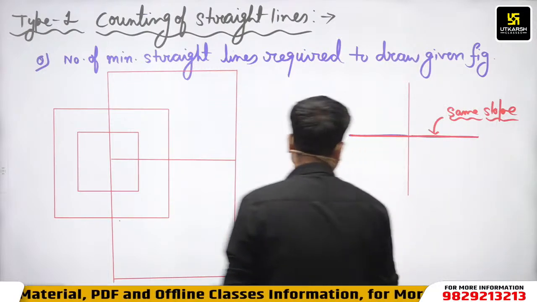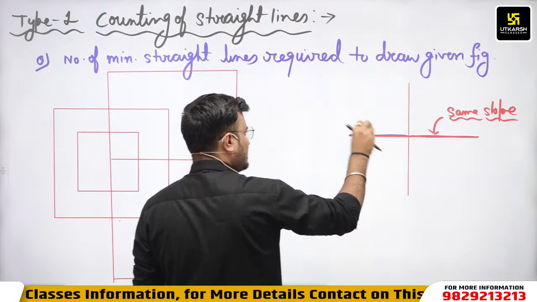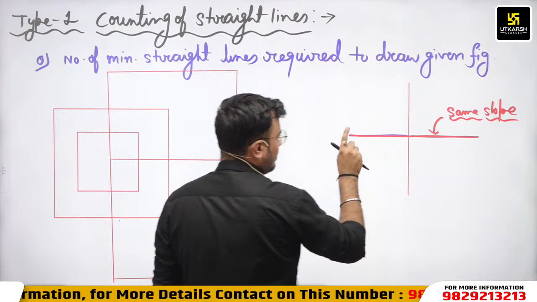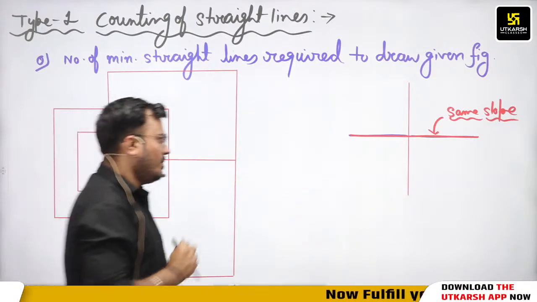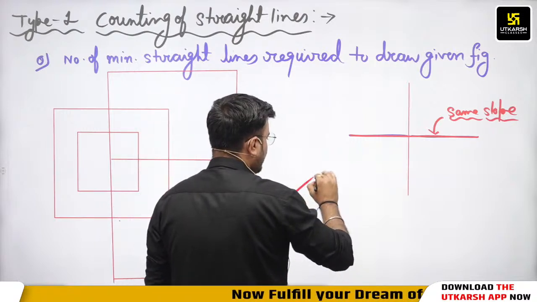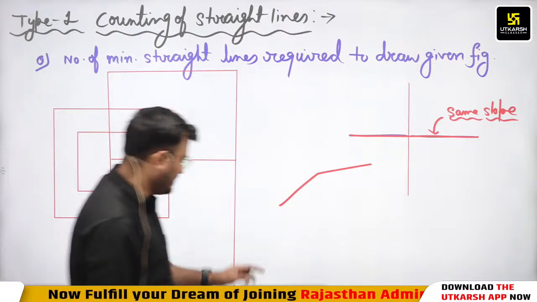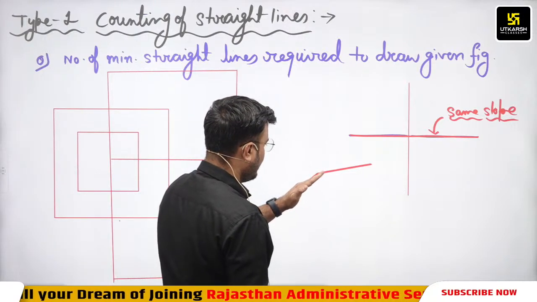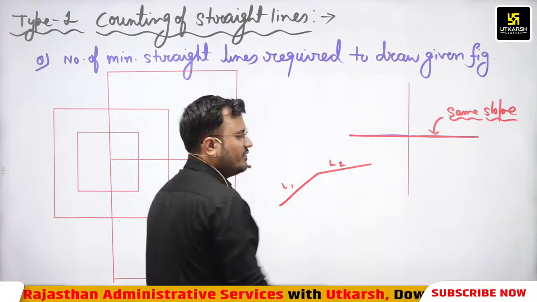But if this type of figure is given, we will say that to draw this figure only two straight lines are required. But if we draw the straight lines in this way, how many straight lines are there? You can see this straight line and this straight line, L1 and L2, have different slopes.